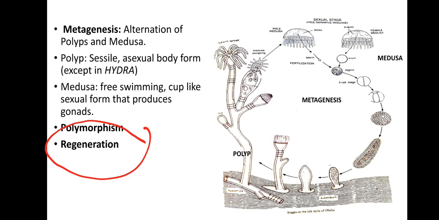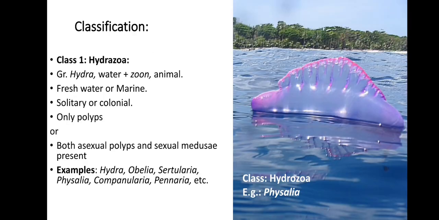So that is about the remaining general features of Coelenterata. Now, let us move to the classification. Here the basis of classification is the dominant body form that is present, whether it is polyp or medusoid form. Based on that we have three classes of phylum Coelenterata. The first one is Hydrozoa. Here hydro means water, zoon means animal.